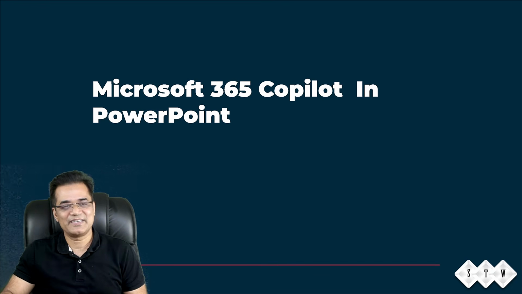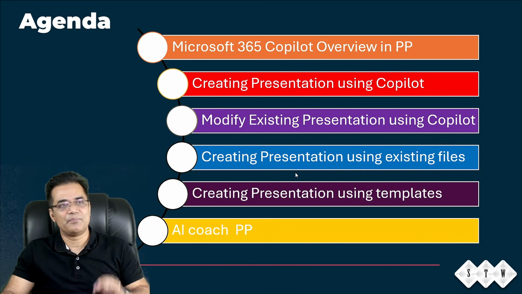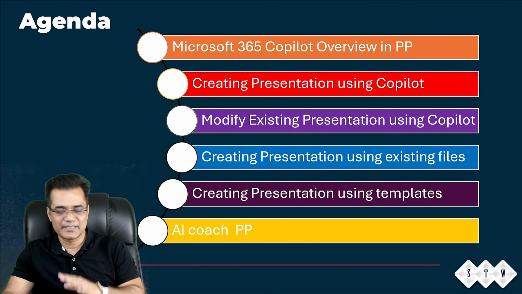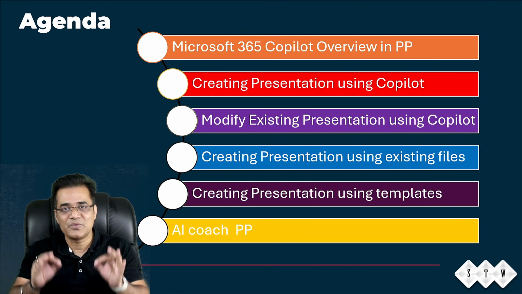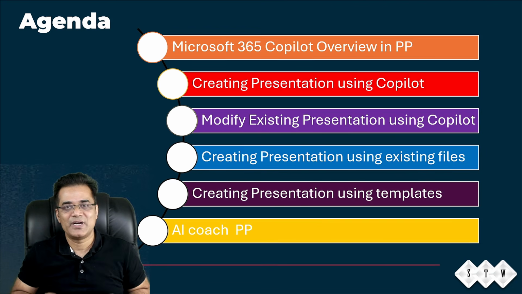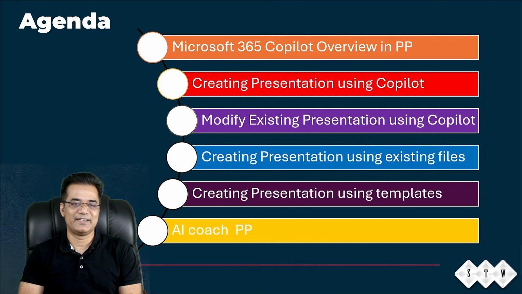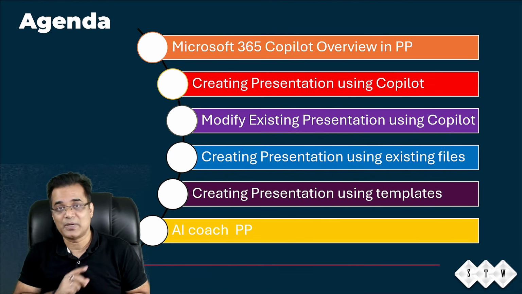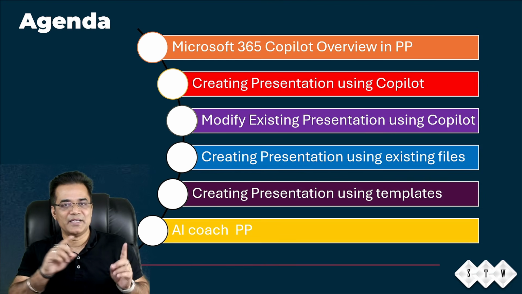So let's discuss what we are going to cover in this course. The very first thing we are going to cover is the Microsoft 365 Copilot overview. I will explain all those buttons, tools, and windows that we get in PowerPoint related to Microsoft 365 Copilot. The next thing we are going to discuss is creating a presentation using Copilot. How you can create new presentations using Copilot in PowerPoint.